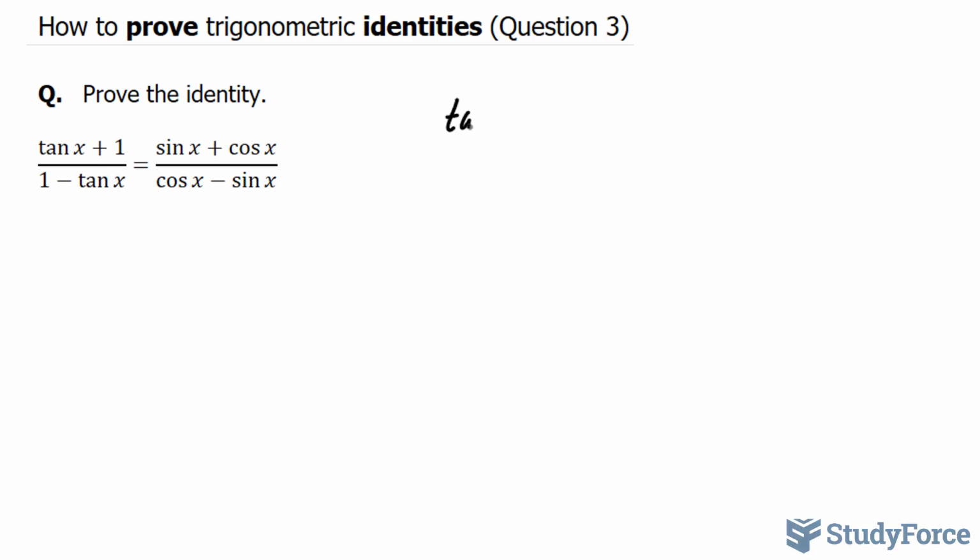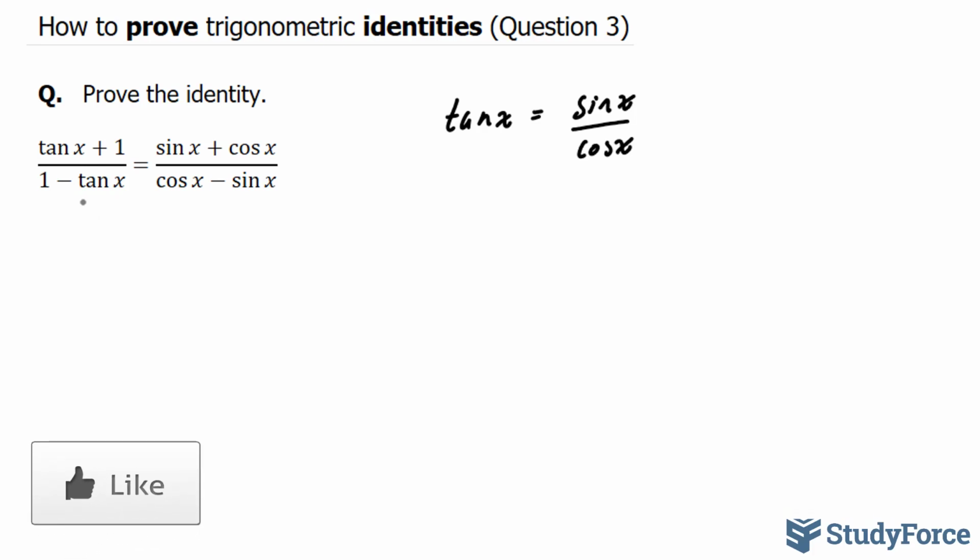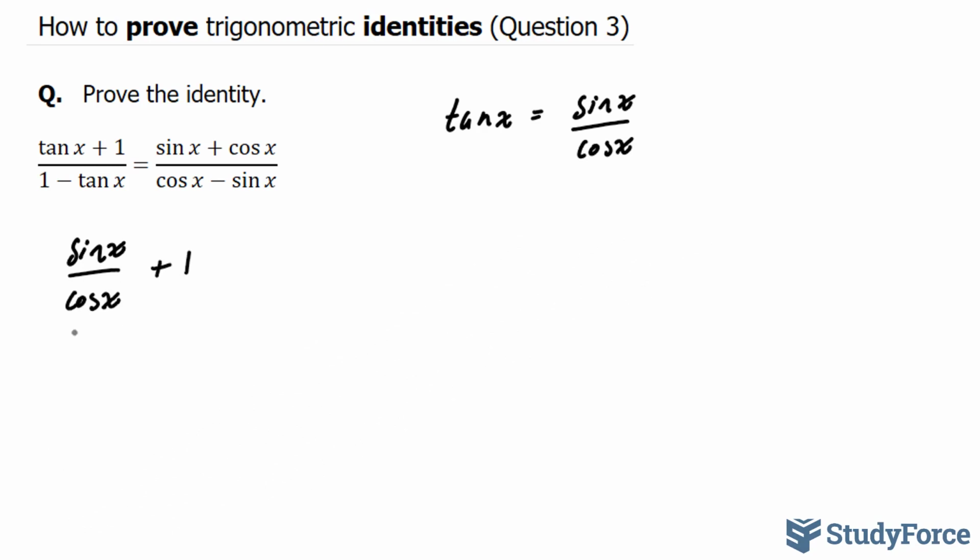First of all, tangent x is equal to sin x over cosine x. So what I'll do is replace this tangent x and this tangent x with sin x over cosine x. Sin x over cosine x plus 1 over 1 minus sin x over cosine x. The right side remains the way it is.